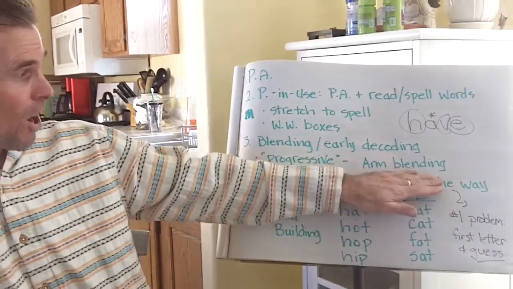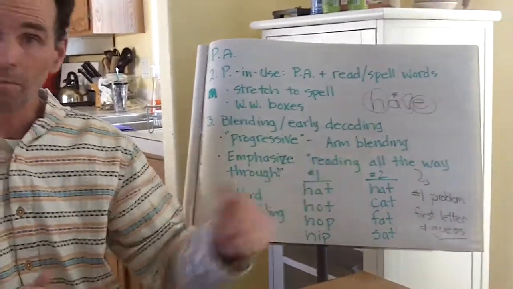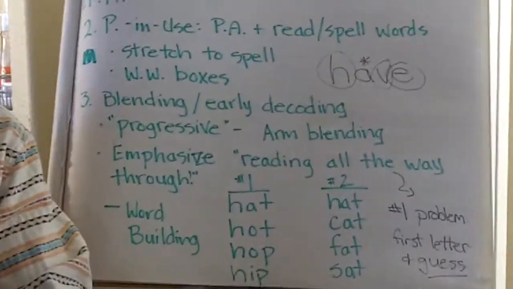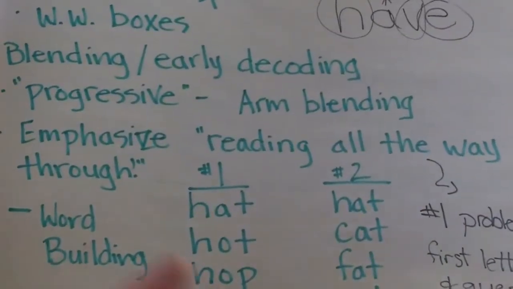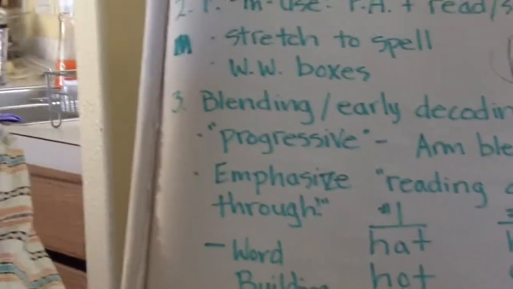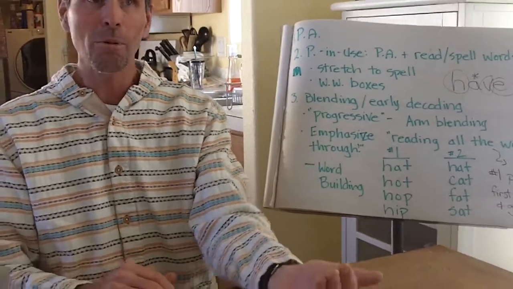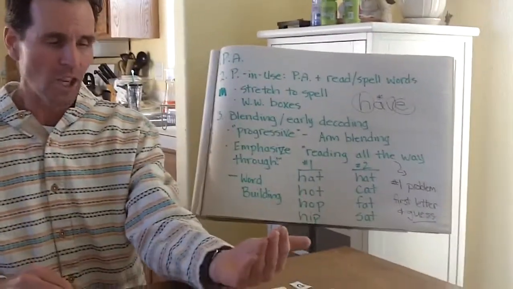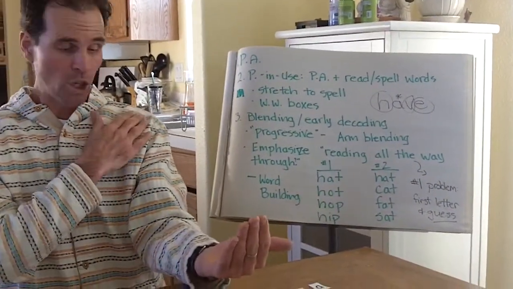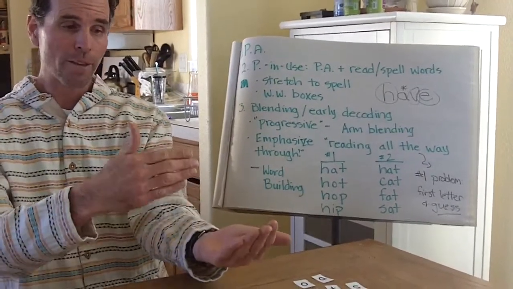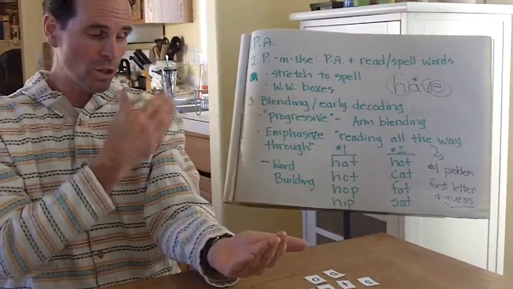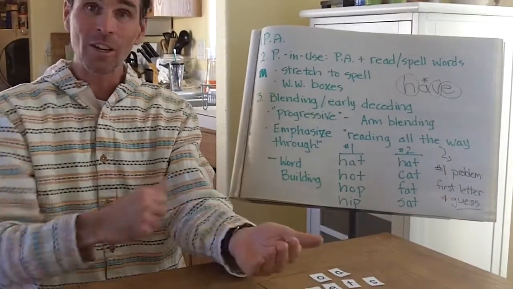So I like the arm blending strategy, kind of made popular by the Fundations folks. You see that out in Sweetwater County where my student teachers go. So let's take that as an example. We use shoulder, elbow crook, and hand, or shoulder, elbow crook, wrist, and fingers.